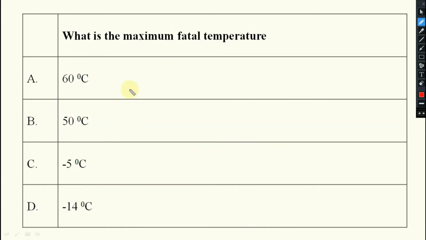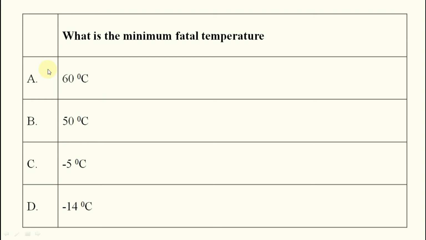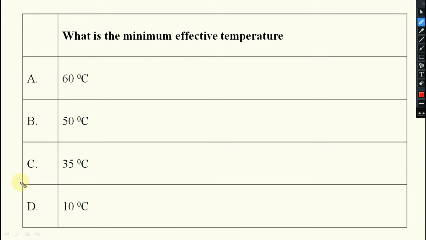Next, what is the maximum fatal temperature? That is 60 degrees centigrade. All of you know these things. Then what is the minimum fatal temperature? That is -14 degrees centigrade. Then what is the minimum effective temperature? Minimum effective, that is how much?